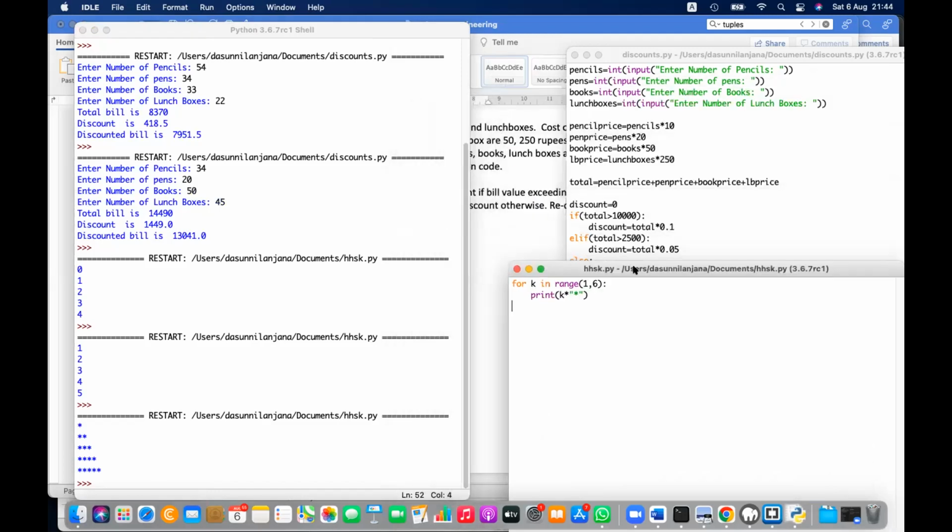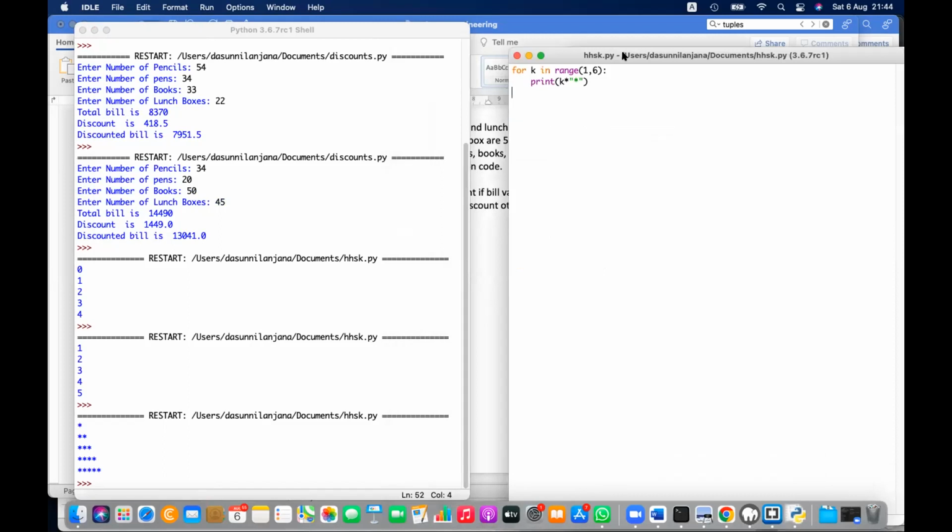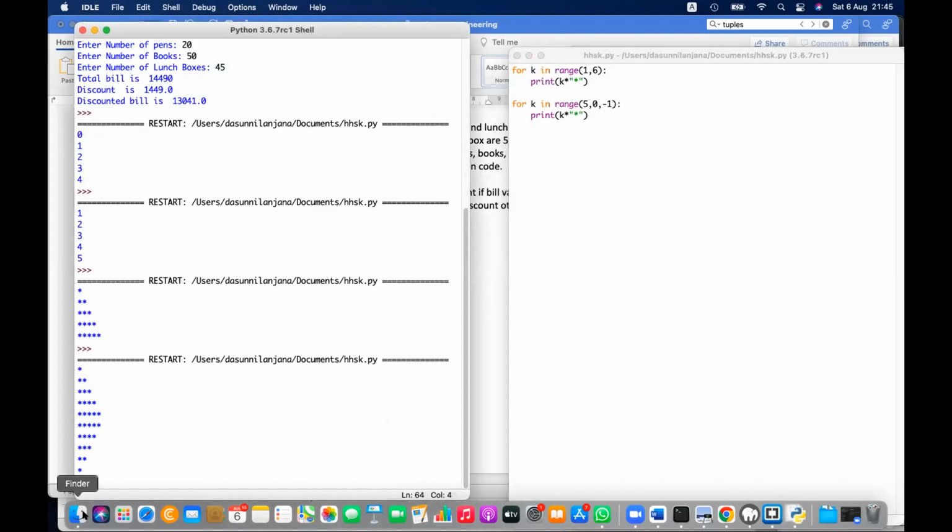Okay, this is easy, and reversing this is also easy. Reversing means you start from 5 and go down to 1, going by -1 each time, and then it will print the reverse pattern.